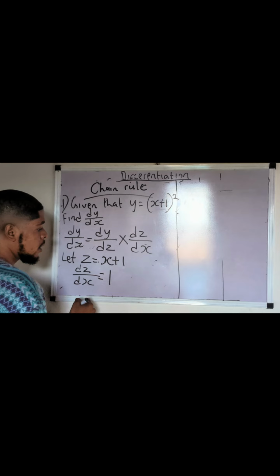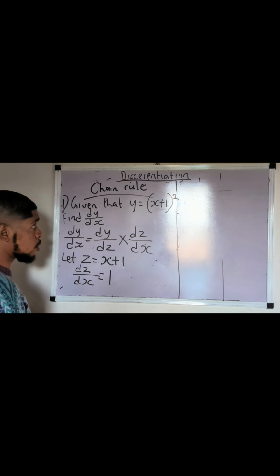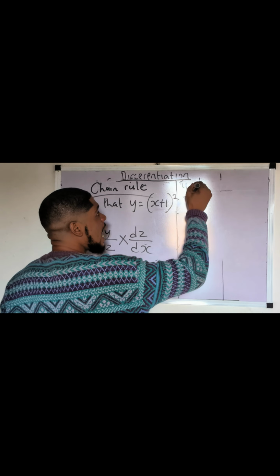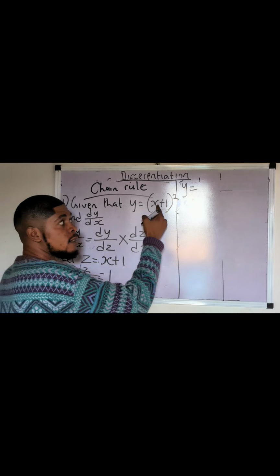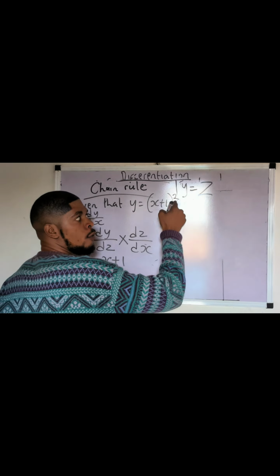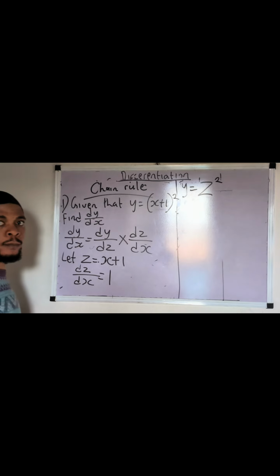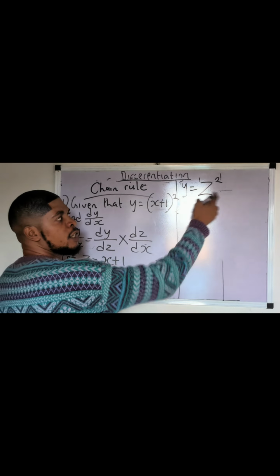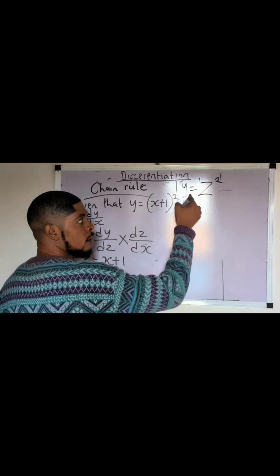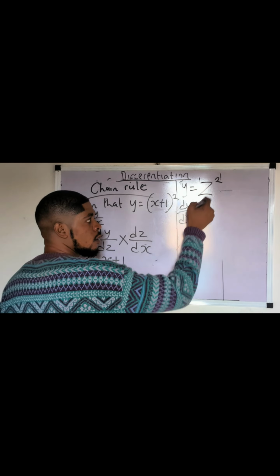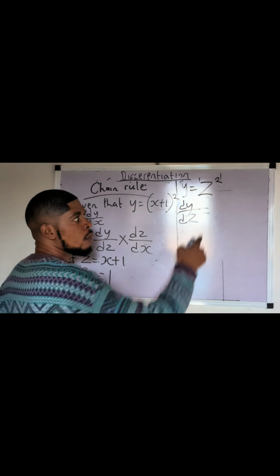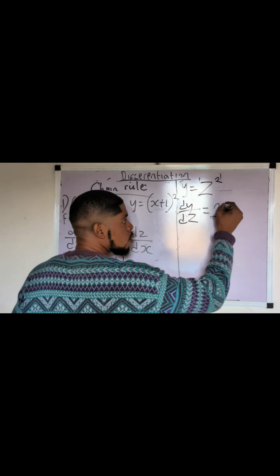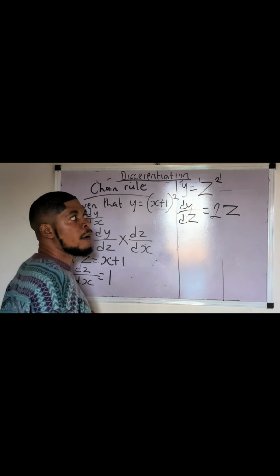The next step, since we said let everything inside the bracket be z, you are now going to say y is equal to z all raised to power 2. I hope you understood what I'm saying. Now, what will be the next step? Differentiate this, which is dy/dz, to now be equal to, differentiate this, use the power to multiply everything to come to 2z.